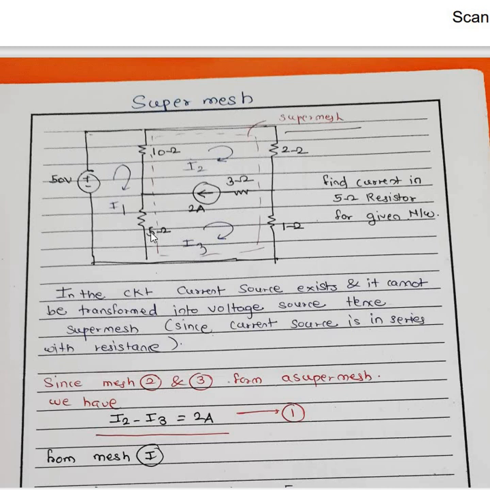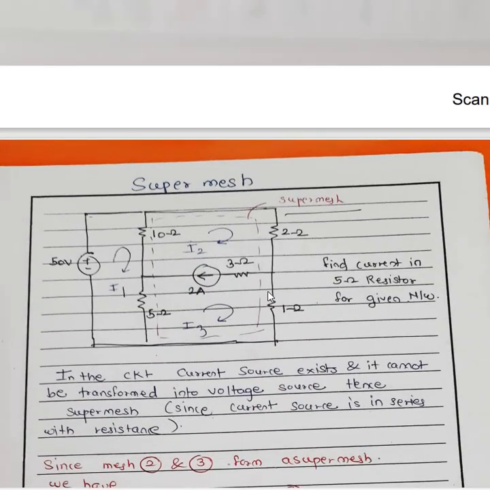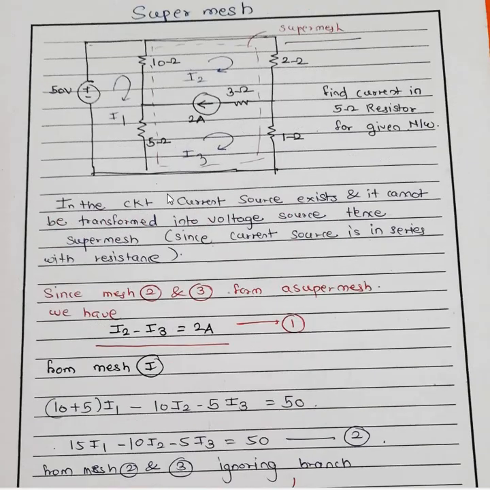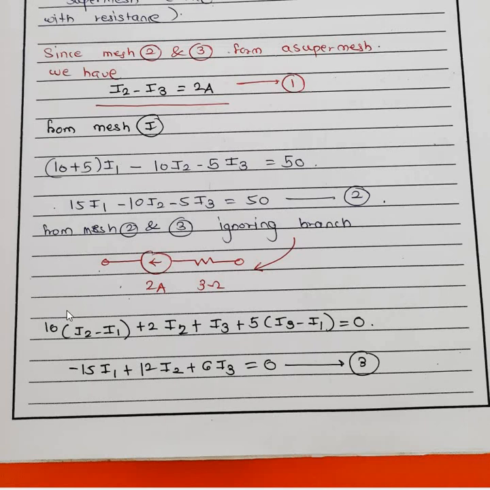And here again I1 and I3. So there are a total of 4 terms. 10 into bracket I2 minus I1. Then 2I2 plus I3. This I3 is through this 1 ohm. And 1 into I3, that is I3. And plus 5 into bracket I3 minus I1 is equal to 0. So this whole equation we have written.